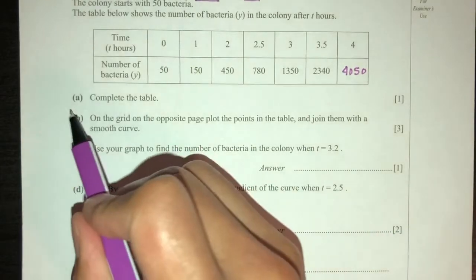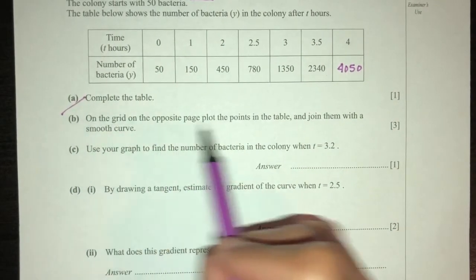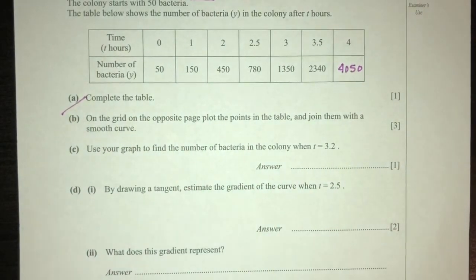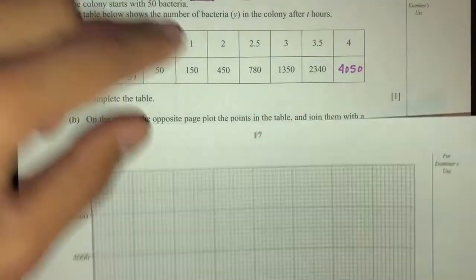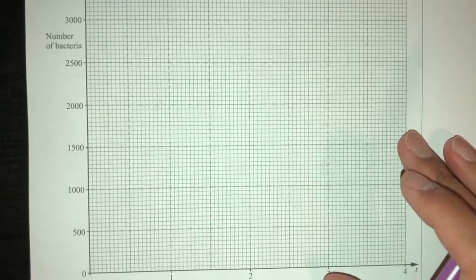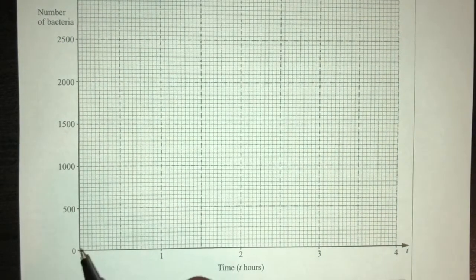Now part A is done. For part B, we have to plot these points to draw a smooth curve. Pretty easy, let's do that. Let's plot all these points on this graph. The first point we have will be 0, 50. So 0 is here, 50 will be the first square.